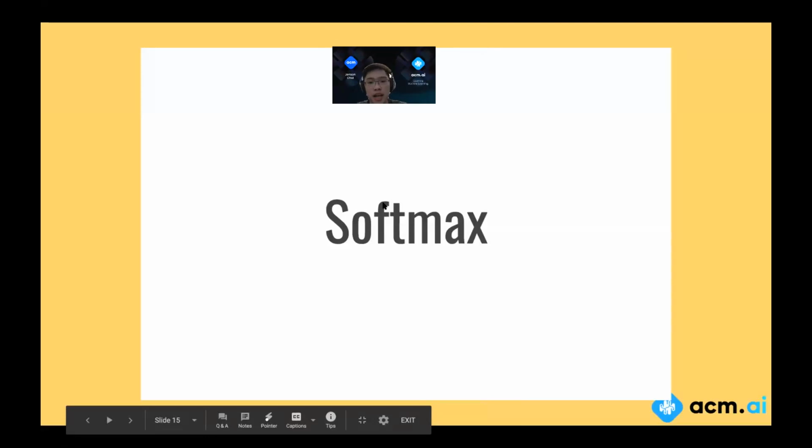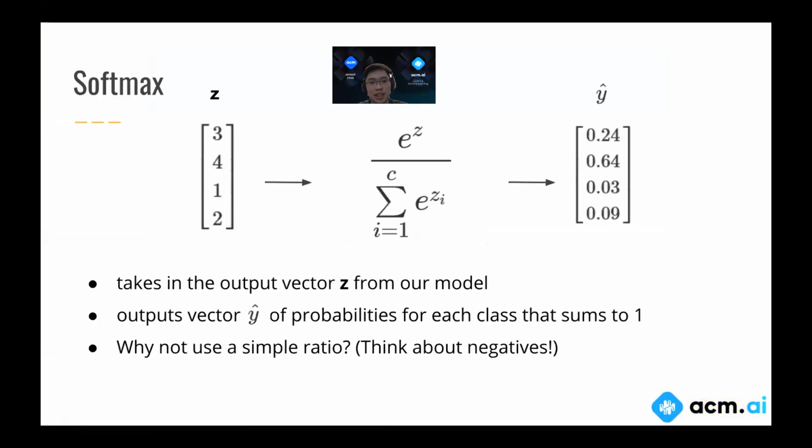So let's talk about softmax. Like Adithya just said, the motivation behind softmax is we want a vector of probabilities as our output, but currently the output of our model is not a probability. We want our y hat to add up to 1. So softmax takes in the output vector z from our model and converts it into a vector of probabilities.